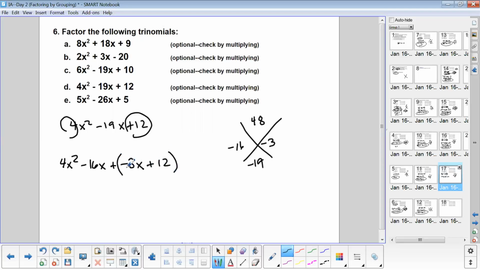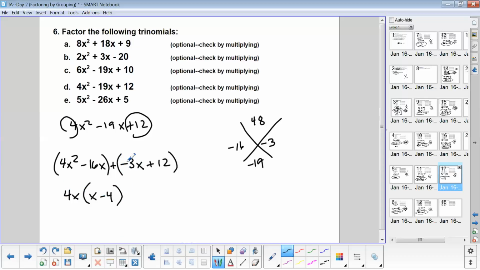Got my 4 terms. It's time to group, find the GCF of each parenthesis. The more you work, the more you see these patterns show up. We're doing the same thing over and over when we're looking to factor by grouping. GCF of 4 and 16 would be 4. X squared and x would be x. 4x squared divided by 4x is x. Negative 16x divided by 4x would be negative 4.